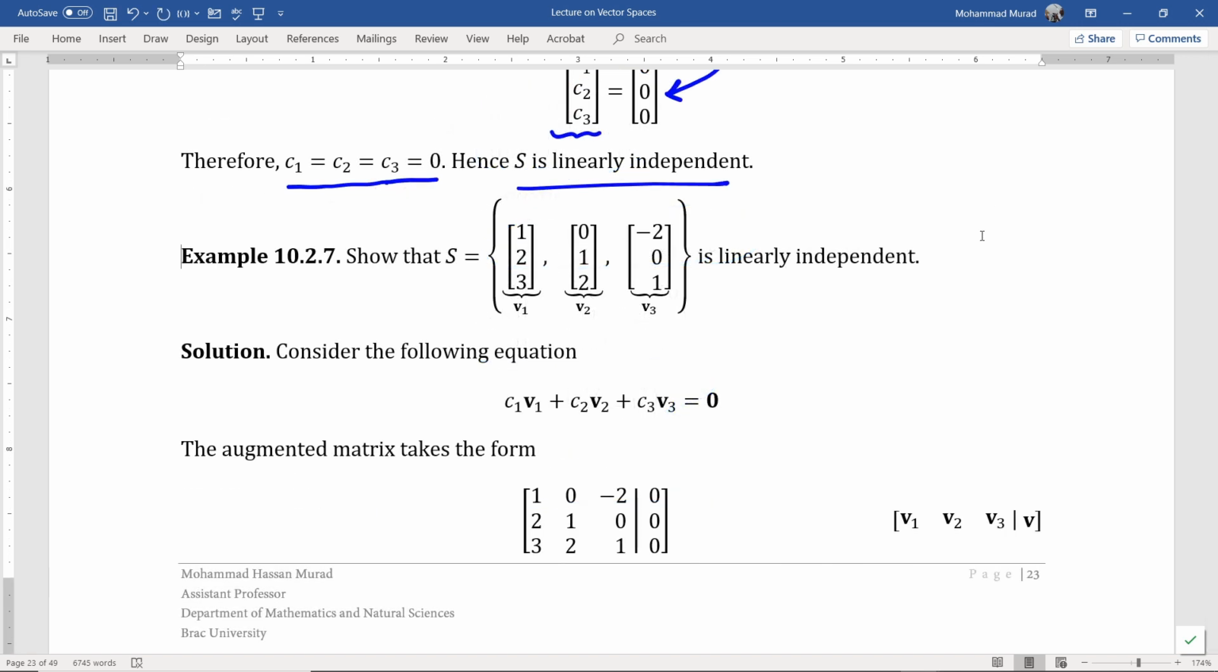Let's try another example. Show that the set S of these three vectors is linearly independent, meaning that no vector in this set is a linear combination of the other two vectors. To show that, we consider the following defining equation. As previously, the augmented matrix of this system takes the following form.